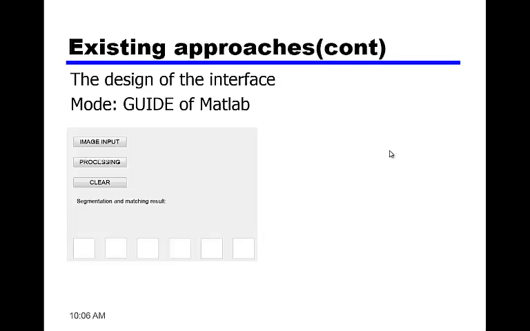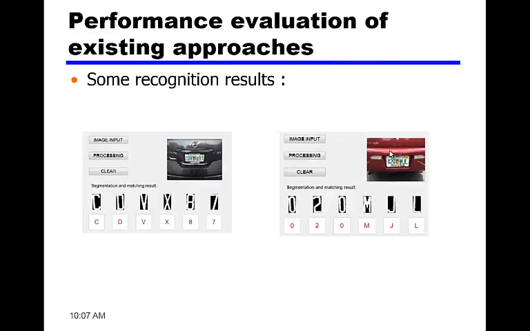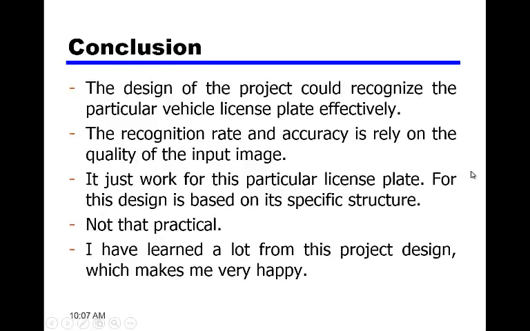For the performance evaluation, first, the design of this project could recognize the particular vehicle license plate. This means just one plate that includes the orange part. Second is the recognition rate result, and the accuracy relies on the quality of the input image. These images were also taken by myself. The results also contain the segmented characters for this particular license plate. Finally, after the project, I have learned a lot from this project design, which makes me very happy.